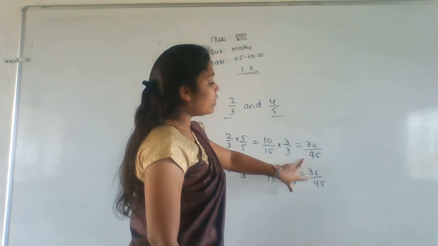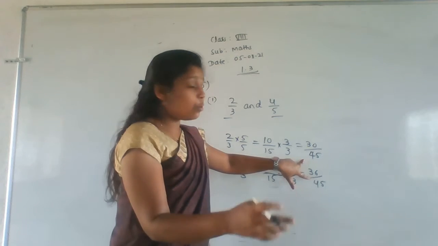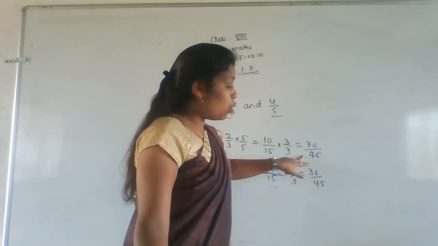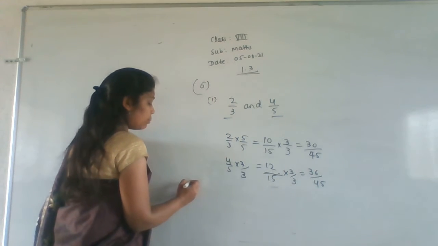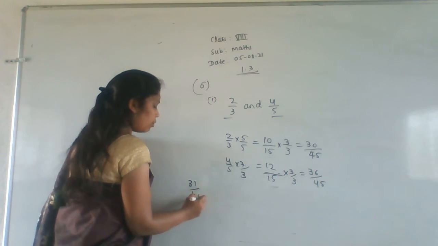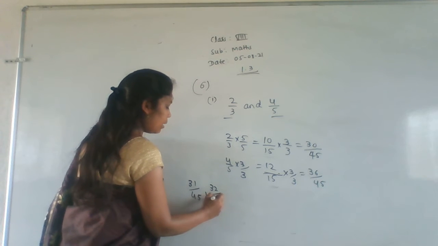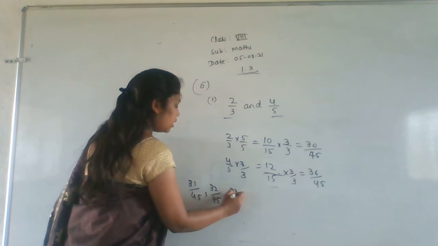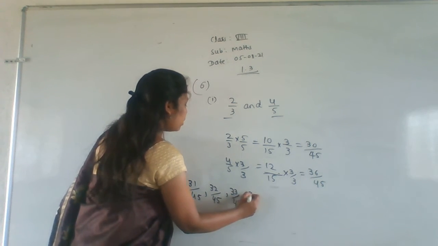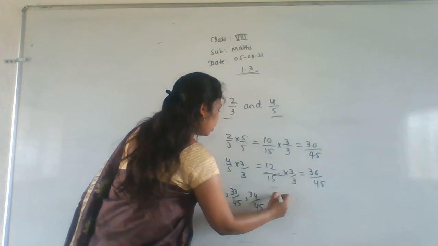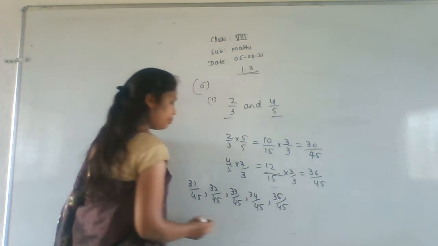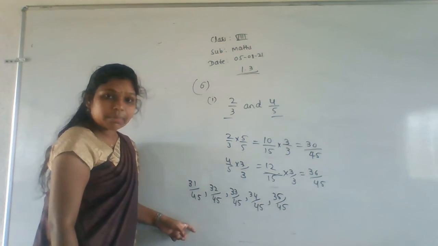So here we have the two rational numbers. Now in between these two we have to write the 5 rational numbers. What are those? That is nothing but 31 by 45, 32 by 45, 33 by 45, 34 by 45, next 35 by 45. Have we written 5 rational numbers?